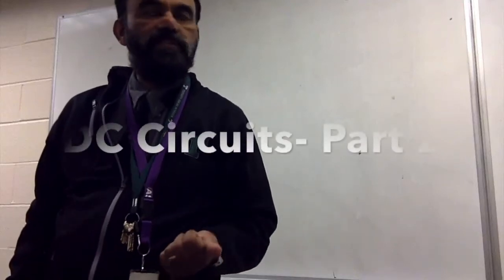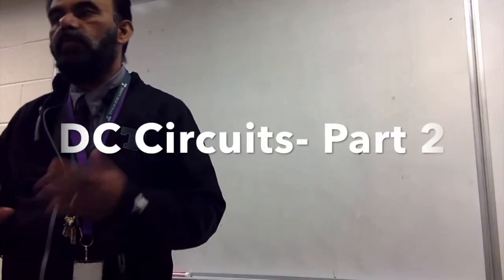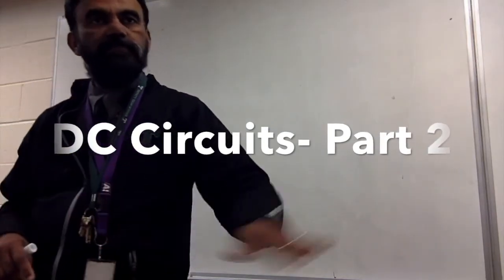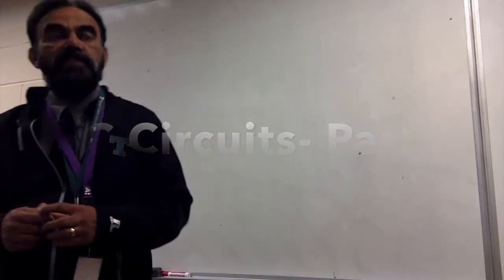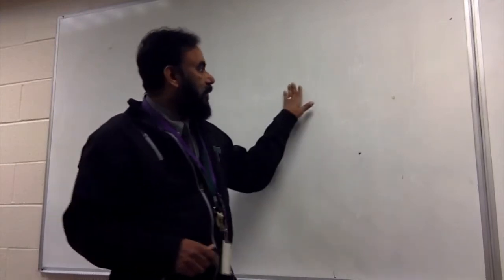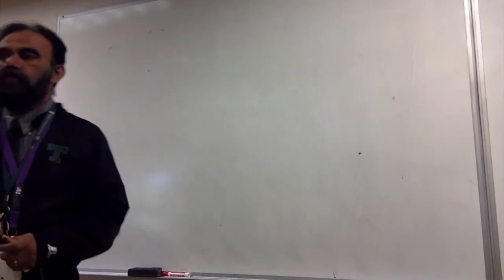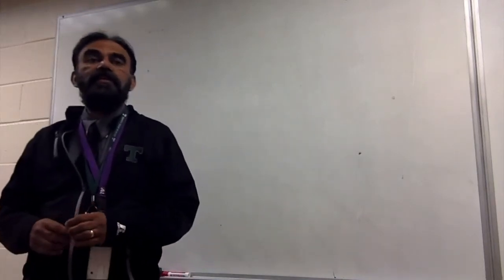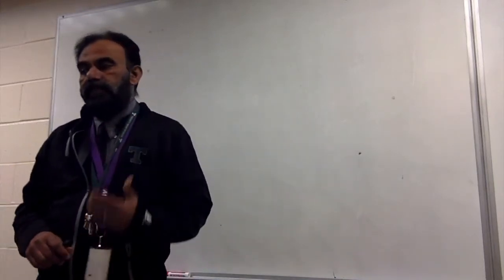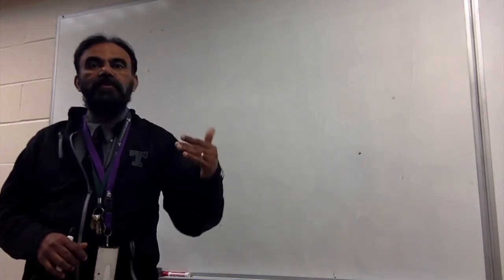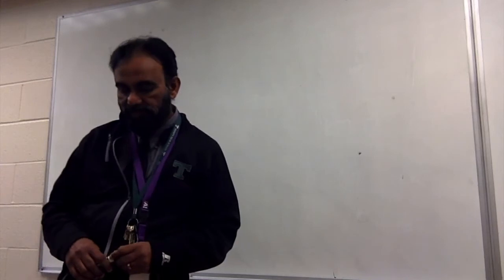When you have resistors in series, you know what to do. The R equivalent is R1 plus R2 plus R3. And when you have resistors in parallel, 1 over R equivalent is equal to 1 over R1 plus 1 over R2 plus 1 over R3. In other words, the reciprocal of the equivalent resistance is equal to the sum of the reciprocals of all the other resistors, right?